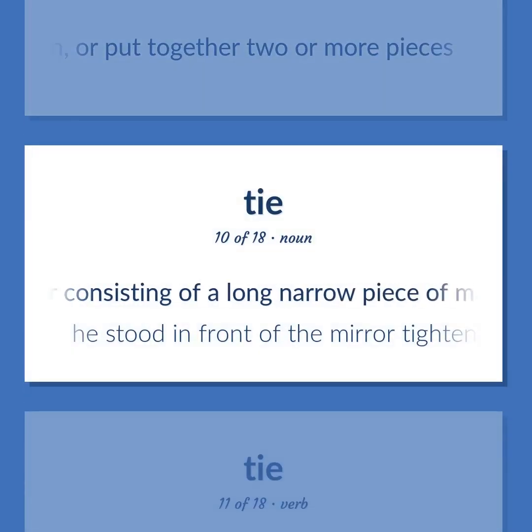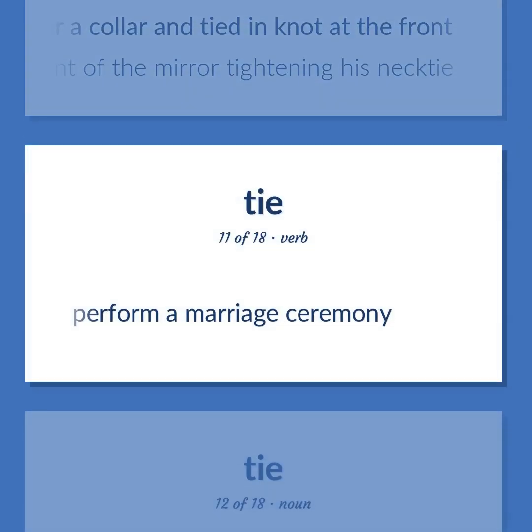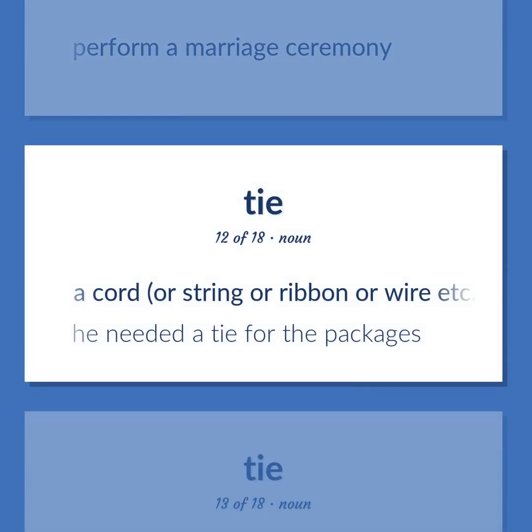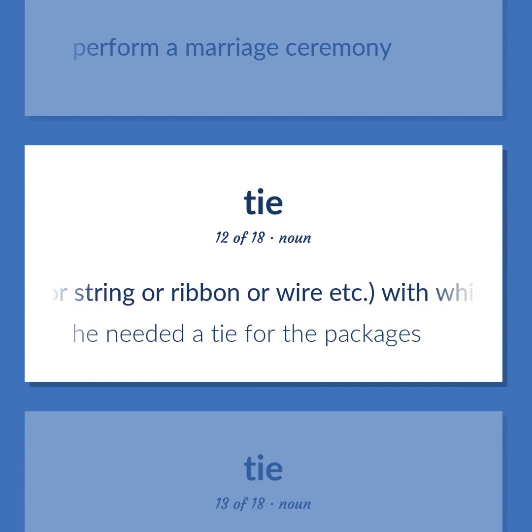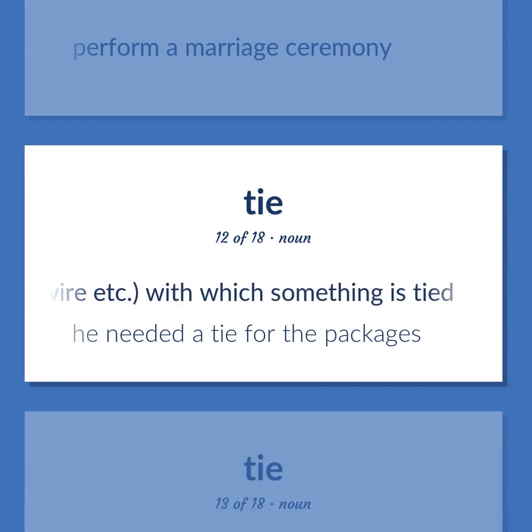Neckwear consisting of a long narrow piece of material worn, mostly by men, under a collar and tied in knot at the front. He stood in front of the mirror tightening his necktie. Perform a marriage ceremony. A cord, or string or ribbon or wire etc., with which something is tied. He needed a tie for the packages.